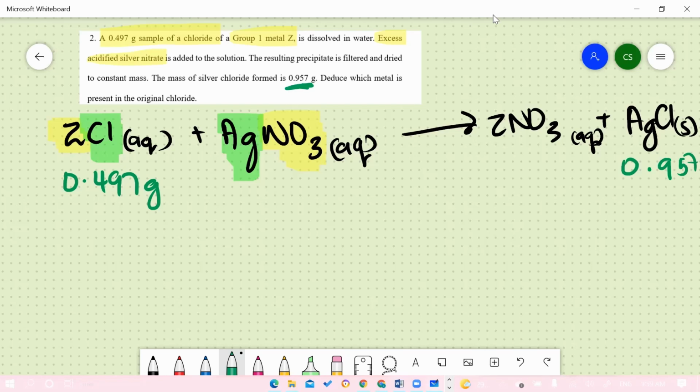We couldn't use the mole ratio because we have grams here. Look at the equation, Owen. Oh, 1 to 1, everything reacts 1 to 1. Yes, miss, 1 to 1. So that means whatever number of moles of AgCl you get is the same number of moles of ZCl. And if we find that out, how can we find the molecular mass of the Z?